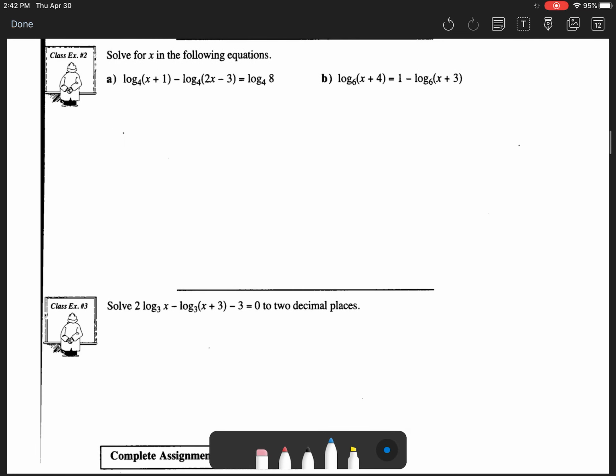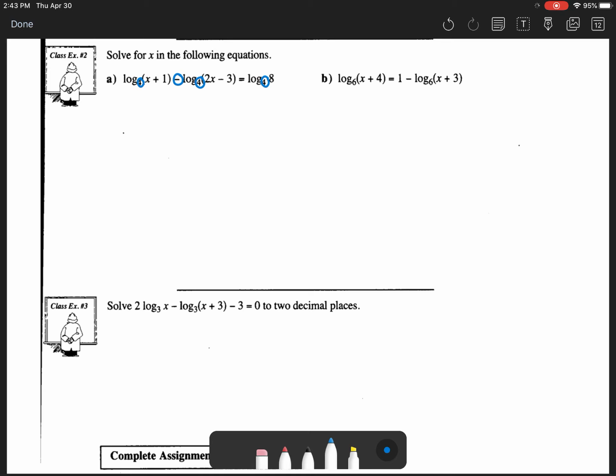Next page. Solve for x in the following equations. So these are some pretty straightforward equations, very similar to the one that we took a look at on the first page. First thing I notice here is that I am subtracting log expressions, and they do have the same base. And the expression on the other side of the equal sign has the same base as well. Those are all good signs that will allow me to use my laws of logarithms to help me solve.